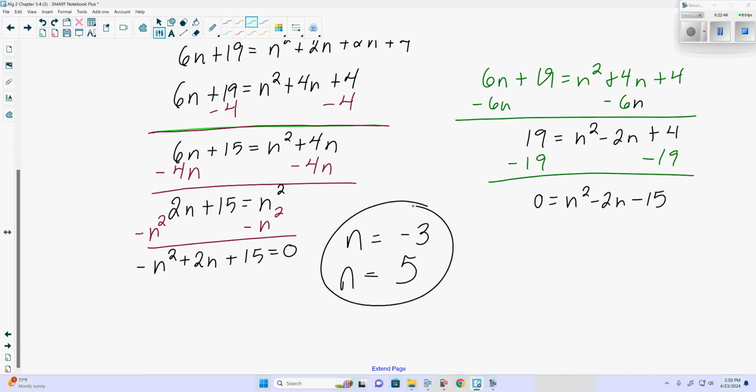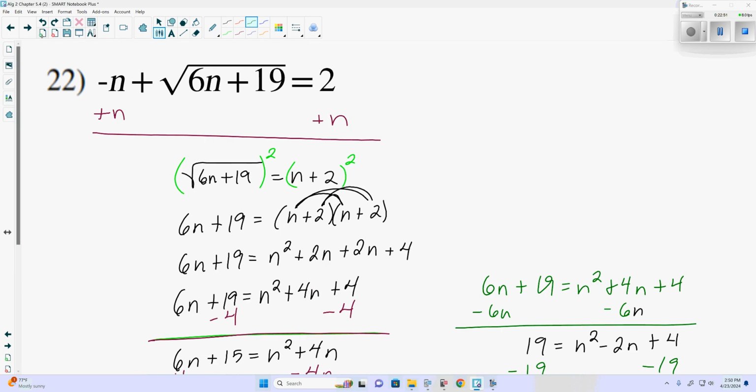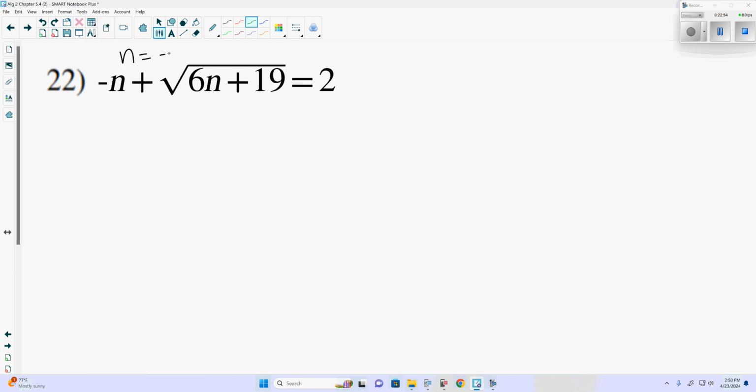Now, we do need to check negative 3 and 5. So, negative 3, we can do it first.